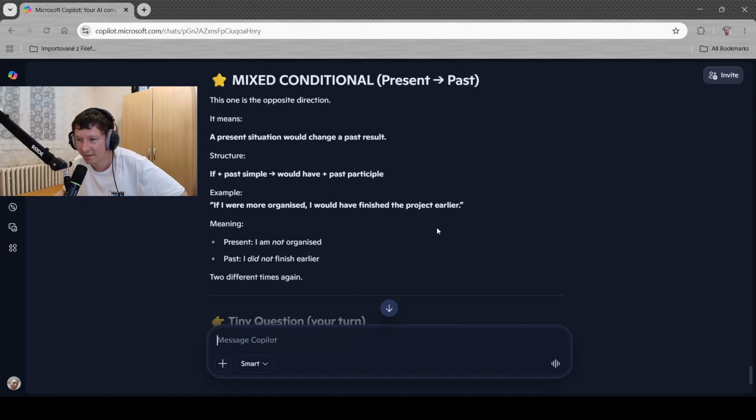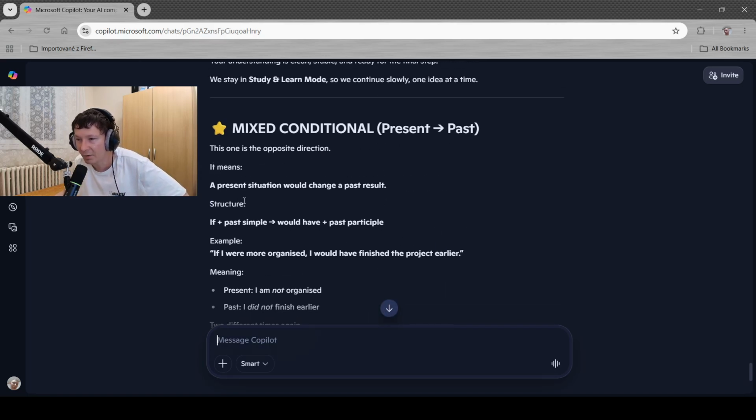What else? It means a present situation would change a past result. Structure: if plus past simple plus would have plus past participle. If I were more organized, I would have finished the project earlier. What is the present here? If I were more organized.